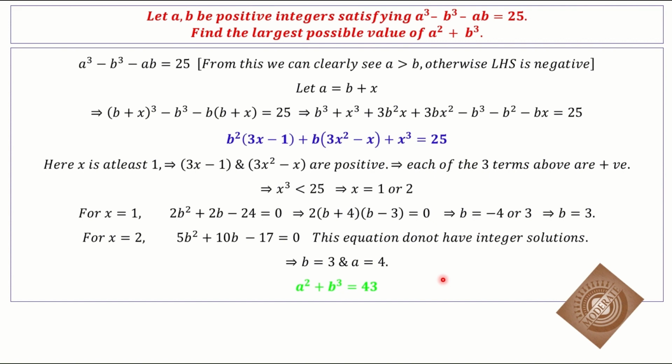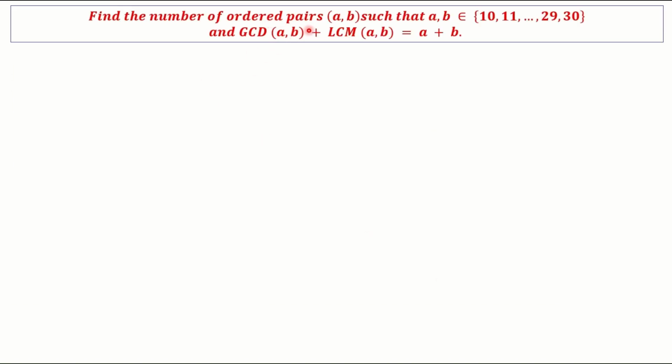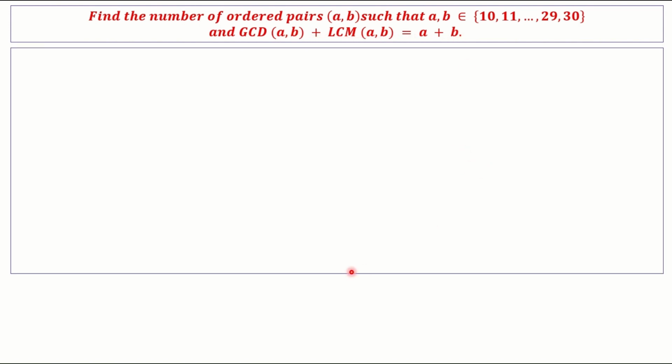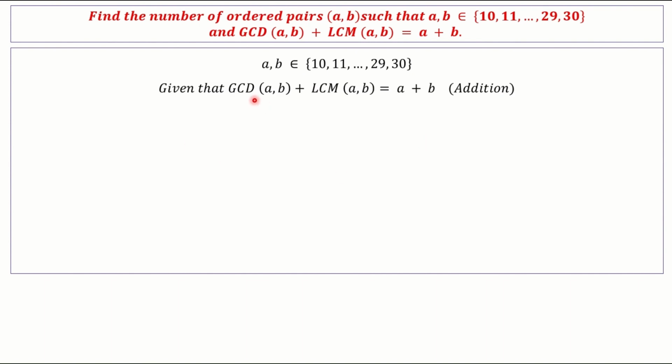Next. Find the number of ordered pairs (A, B) such that A, B belong to the set from 10 to 30, and GCD of A, B plus LCM of A, B equal to A plus B. Let's see. A, B belong to the elements of the set from 10 to 30, given that GCD of A, B plus LCM of A, B equal to A plus B.